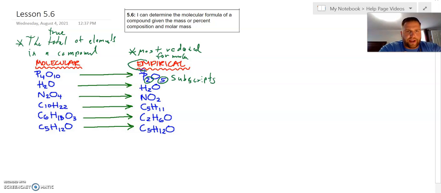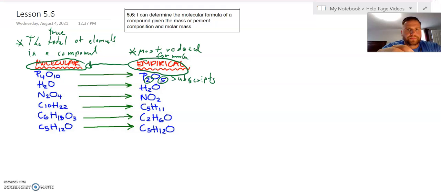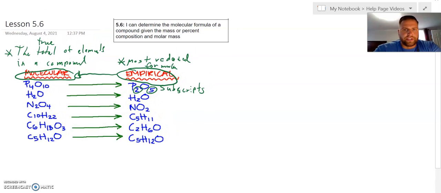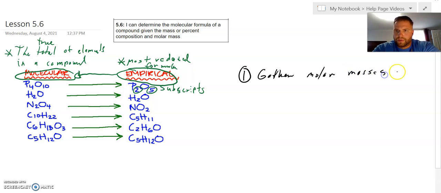So in a previous video, we figured out the empirical formulas, okay? Today we'll repeat those same steps, just that we take it one step further at the end, and we'll solve for a molecular formula. Okay, so here are the steps that we take today. Step number 1, we want to gather molar masses of the elements in the compound.